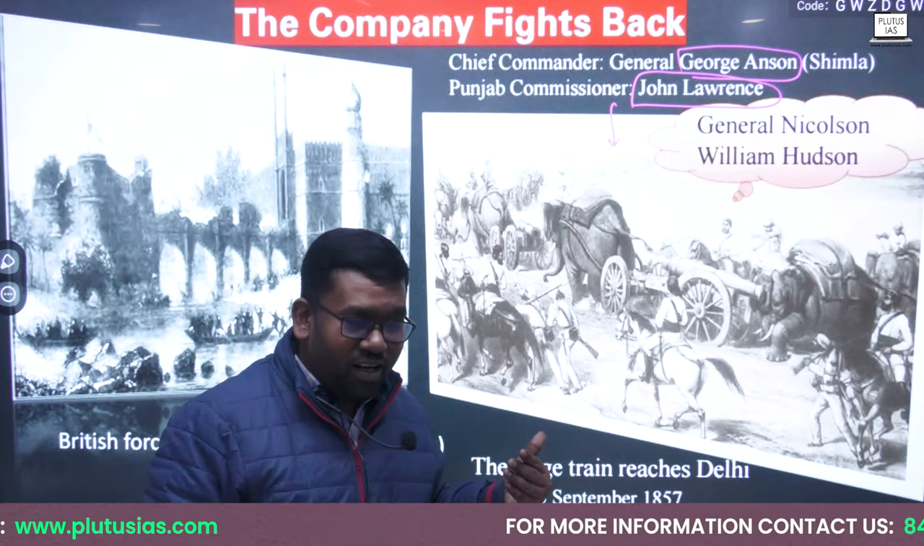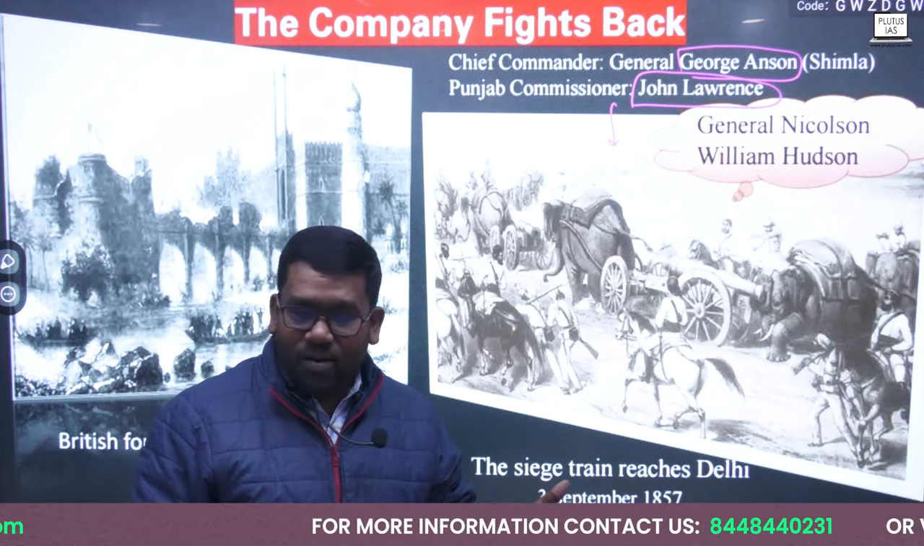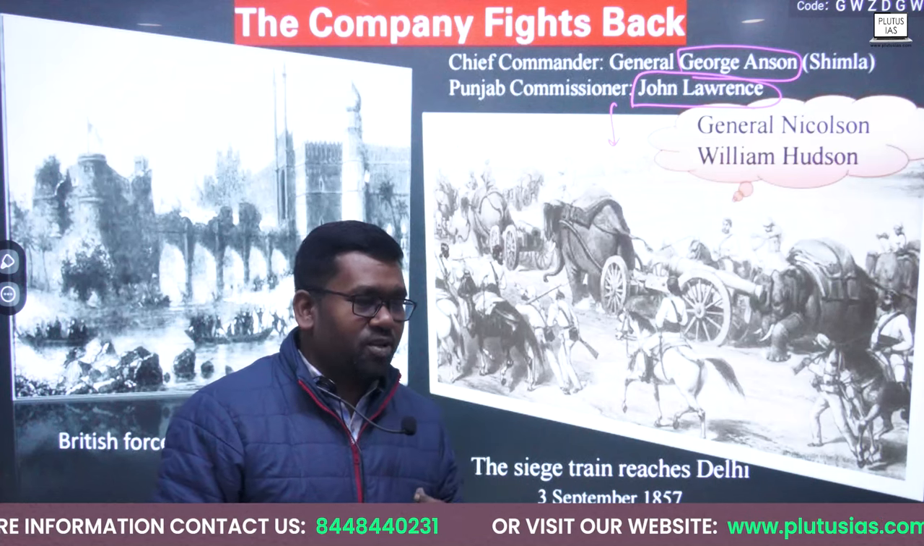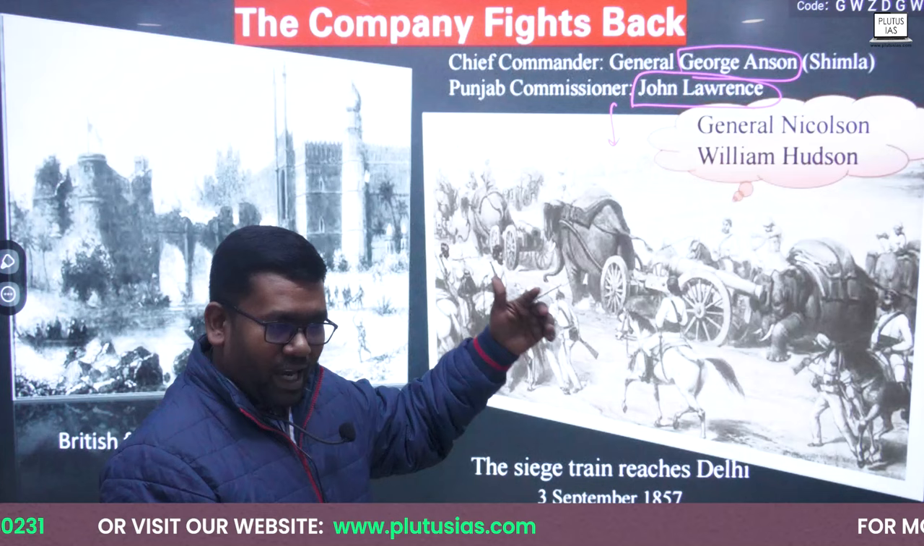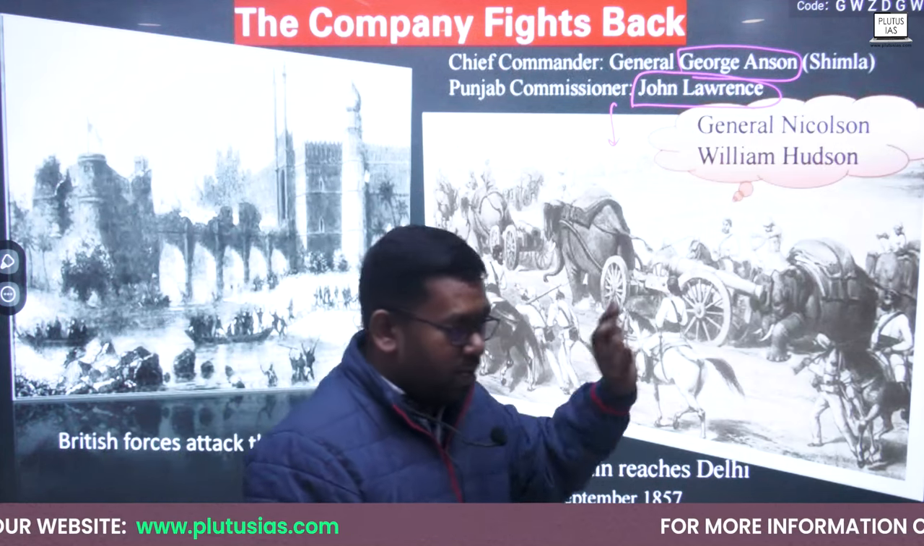How will they transport their soldiers from Ambala to Delhi? And in between, what happened? Revolt broke out everywhere. So they had no transportation resources. George Anson aye, but he died. Matlab, he was not killed, he died in between.